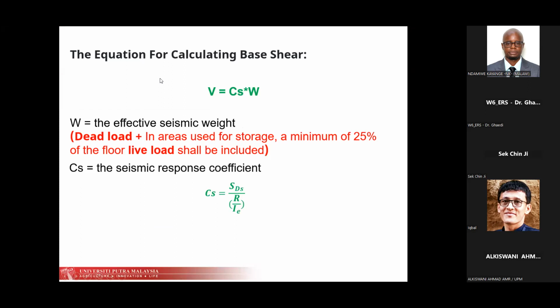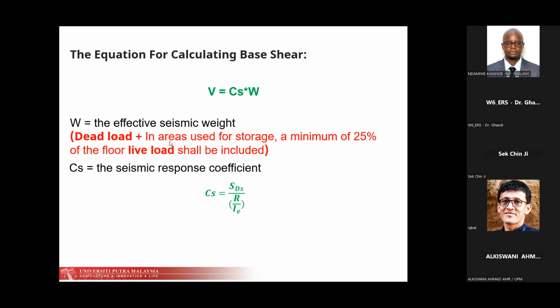To begin with, we all know the famous equation for the base shear, which is Cs multiplied by W. This is the equation we saw before in our classes, and the doctor described it before. W is the seismic weight, and it's usually the dead load. And in some cases, we add 25% of the live load.